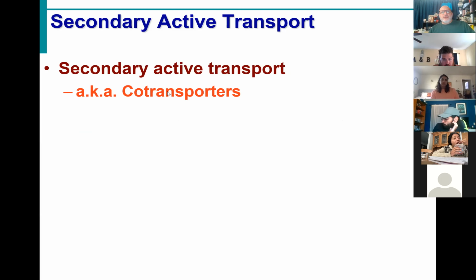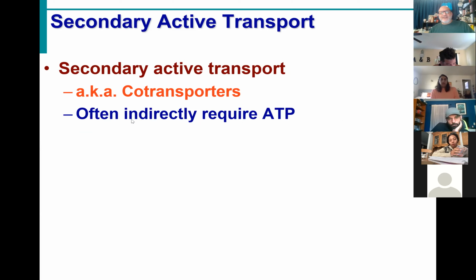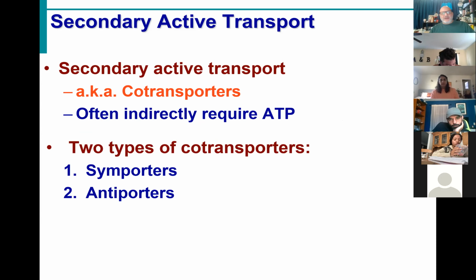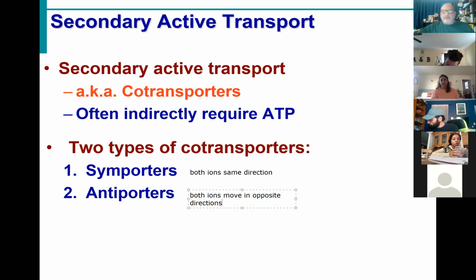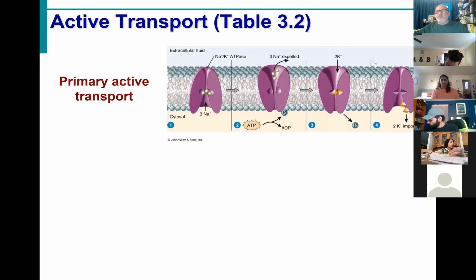Secondary active transport are our co-transporters. They indirectly use ATP. They do not use ATP directly, but we need ATP to pump the sodium out. And remember, there are two types of secondary active transporters. Symporters, where both ions move in the same direction, and antiporters, where both ions move in opposite directions. Excellent. Again, no new information there, just stuff we've already seen. And again, the whole point of this was to show you the pretty pictures.